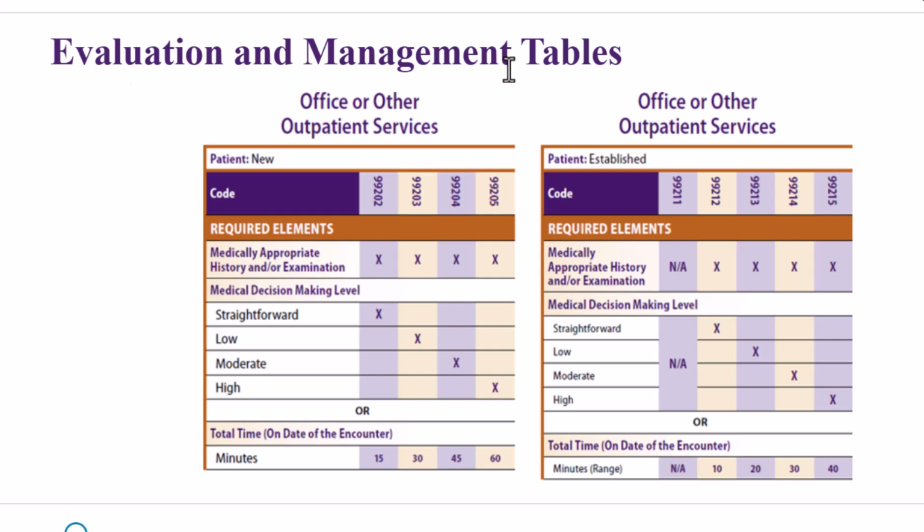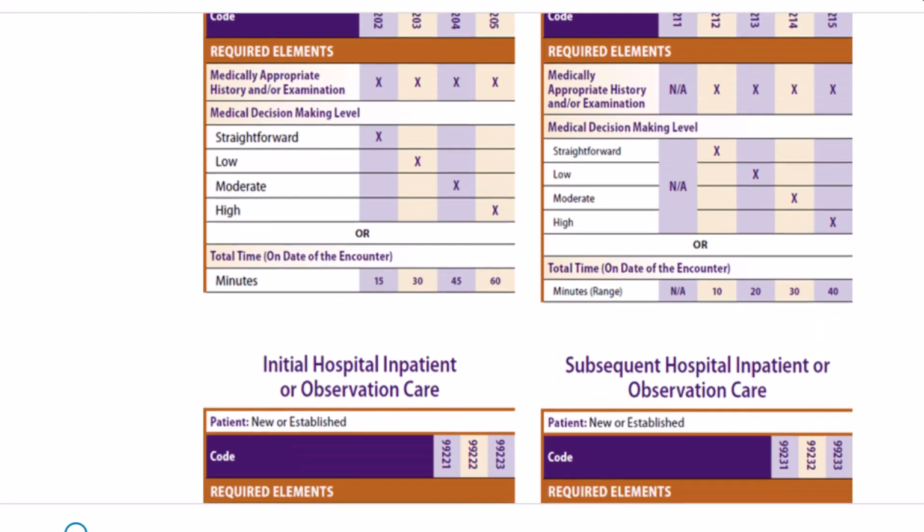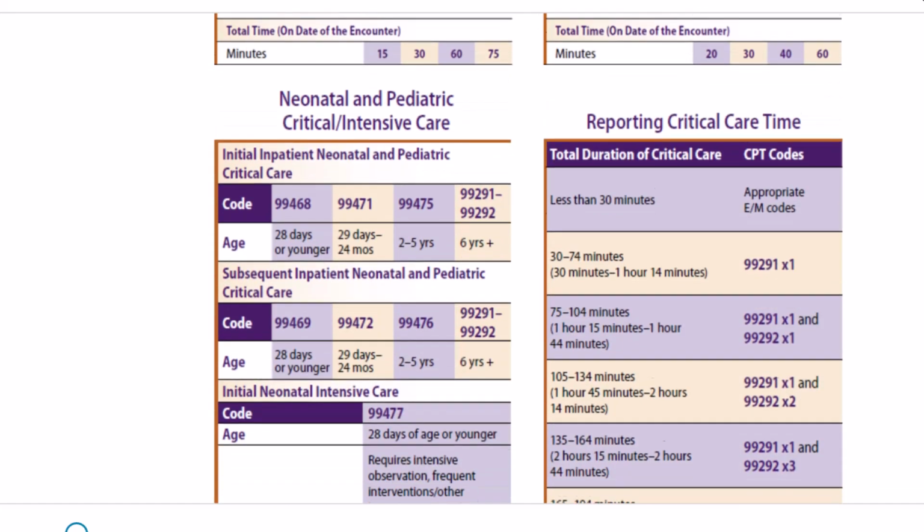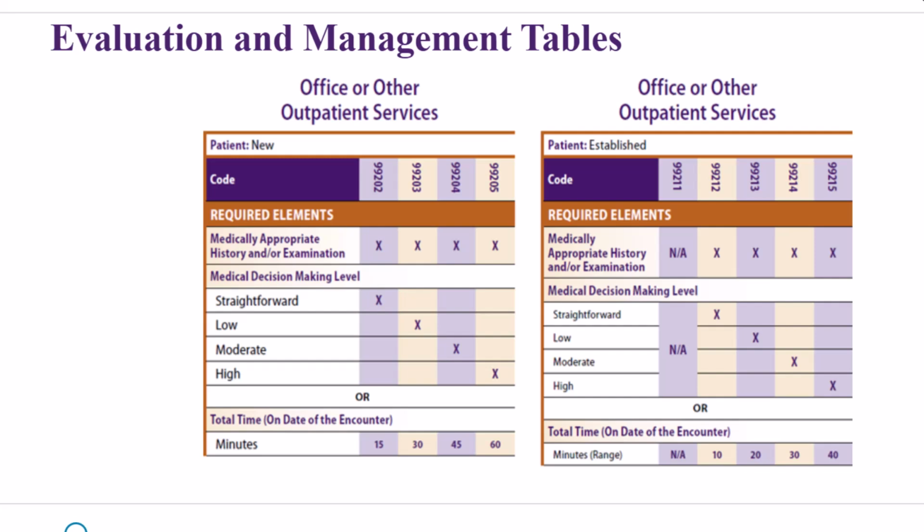This is the evaluation and management tables. Here you can see office or other outpatient services, and this is new patient, this is established patient. Like that you can have other tables for hospital inpatient, nursing care facility, resident services, pediatric care. So all categories have tables. In our case, the patient was encountered at the office and is an established patient. So you can go to this table, established. Here the decision making is moderate. So you can see medically appropriate history and examination, and the decision making level is moderate. So moderate level of decision making is 99214. So using these tables also you can easily find the answer.